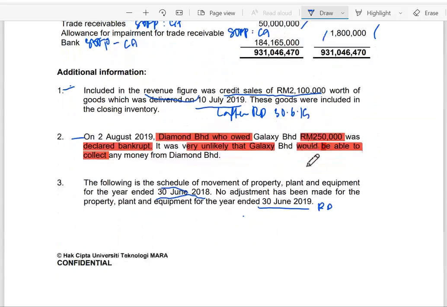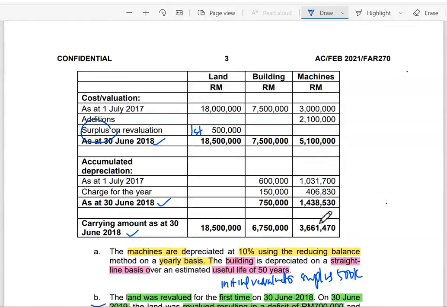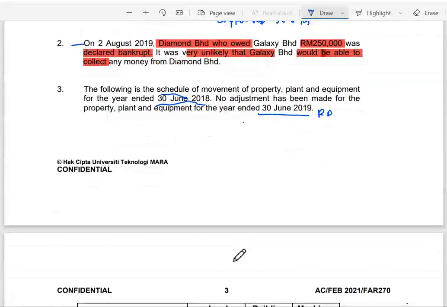Okay, this is the one. The total here should be the total here. So this 1, 2, 3 should come back to this figure, 28,911,470. Is that the figure that we will be doing?